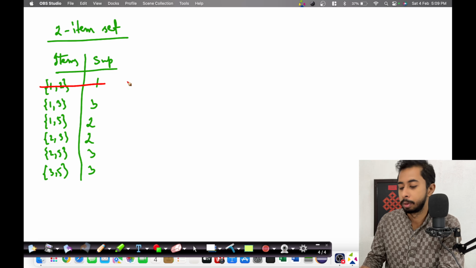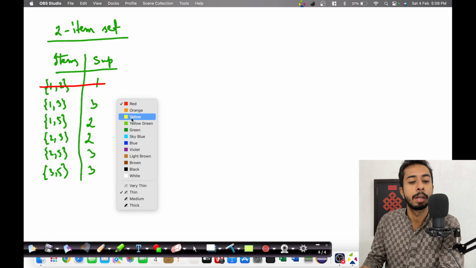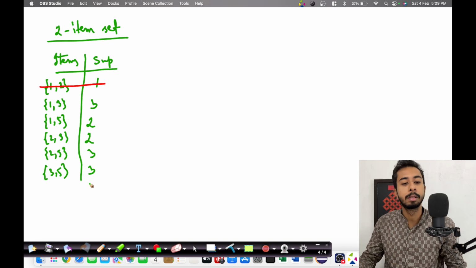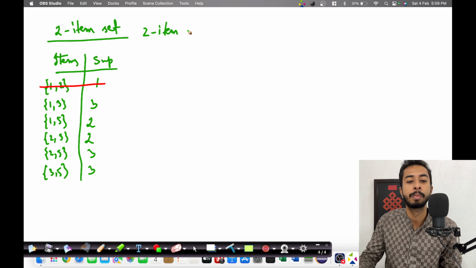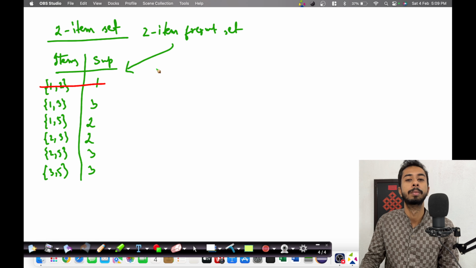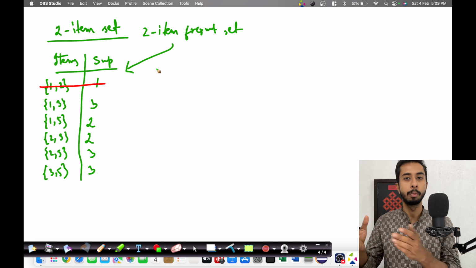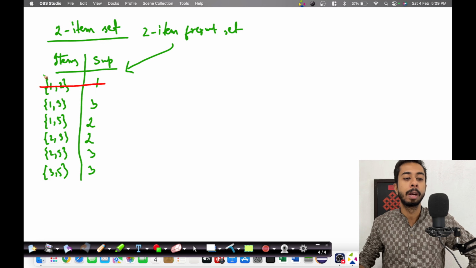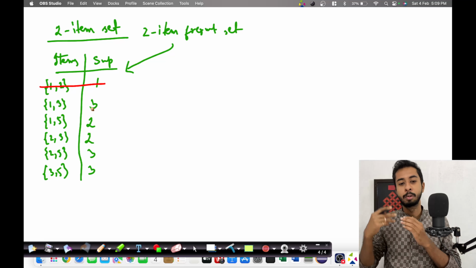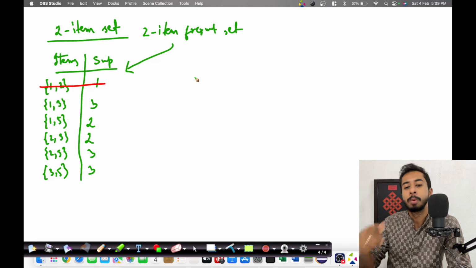So what will be the frequent item set? Obviously you can understand this is the frequent item set. So I'm not going to write it, I'll just write it here like this: 2 item frequent set. I'm lazy, you know, so I'll just write it like this. But you guys write it in your exams. So leaving this, delete it, and everything else is coming under the 2 item frequent set, right? So we have done it.